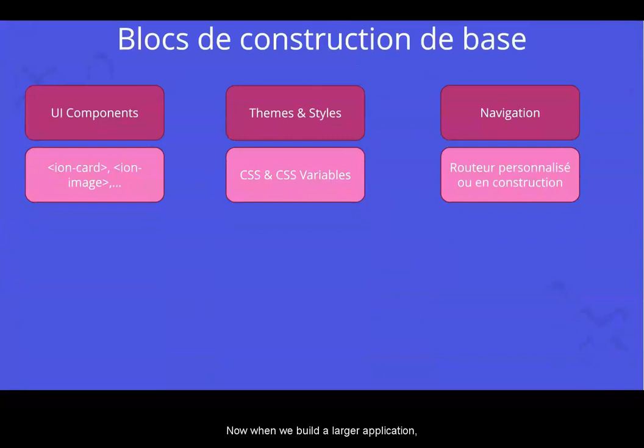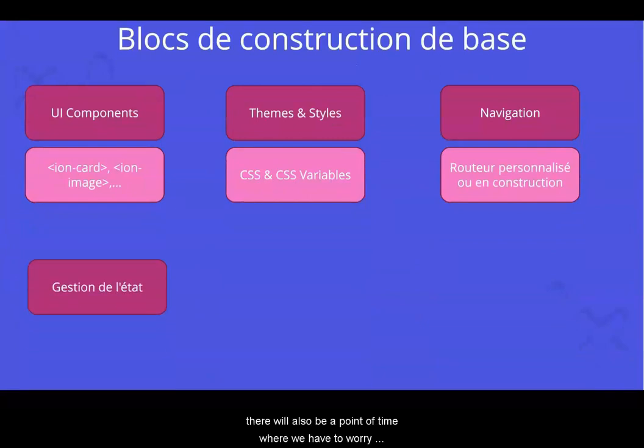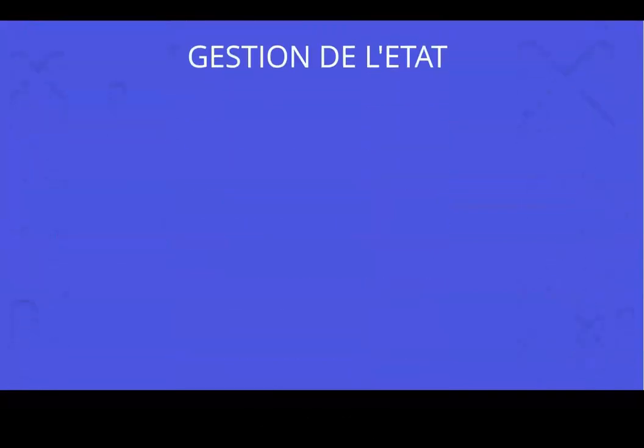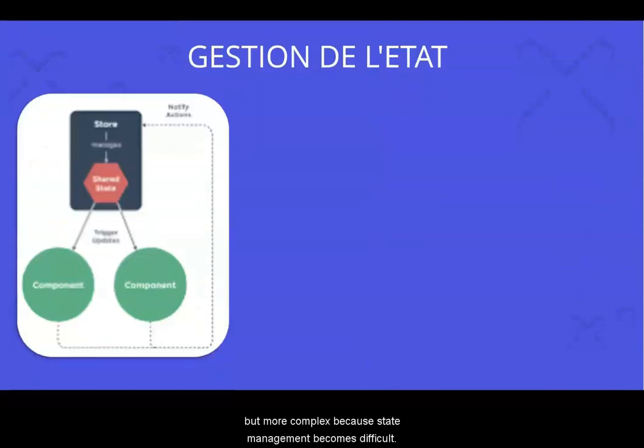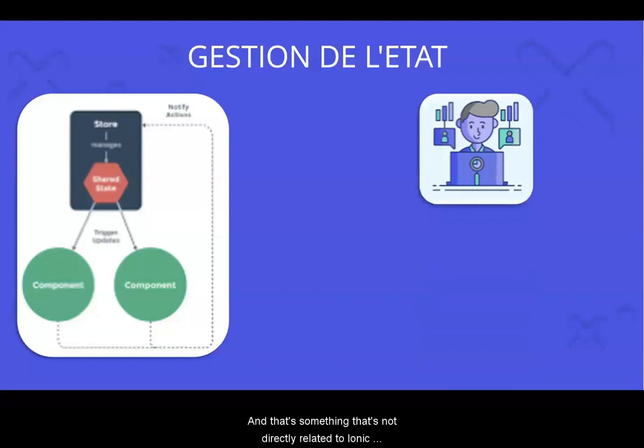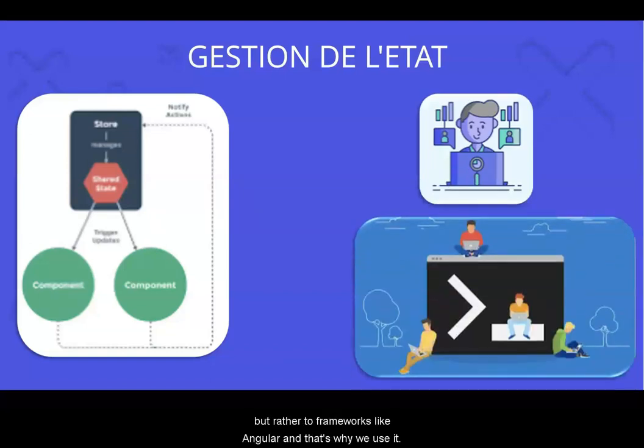Now, when we build a larger application, there will also be a point in time where we have to worry about state management. Actually, state management plays an important role even in small applications. Even then, it's very simple, but it becomes more complex as the application grows. State management really refers to the management of data and information in your own application. Something like if the user is actually sending a request, that would be a state, or something like a list of loaded products, that would be another form of state. And that's something that's not directly related to IONIC but rather to frameworks like Angular, and that's why we use it.